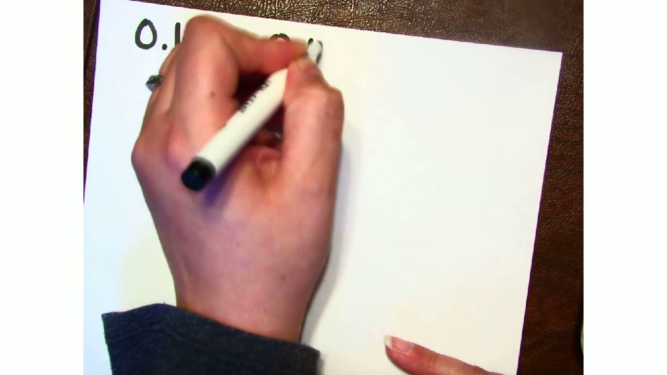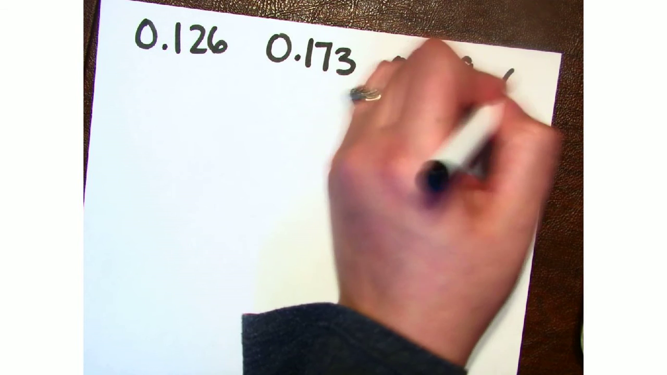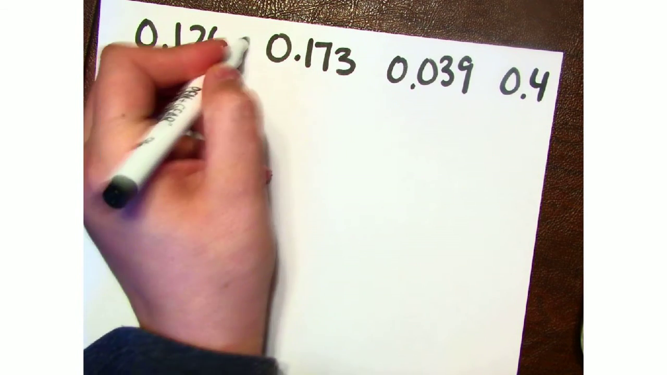The next thing I want to review is ordering. So we're going to take these couple of numbers and we're going to order them. So we have the numbers 0.126, 0.173, 0.039, and the last one is 0.4. So you have 4 different numbers here.